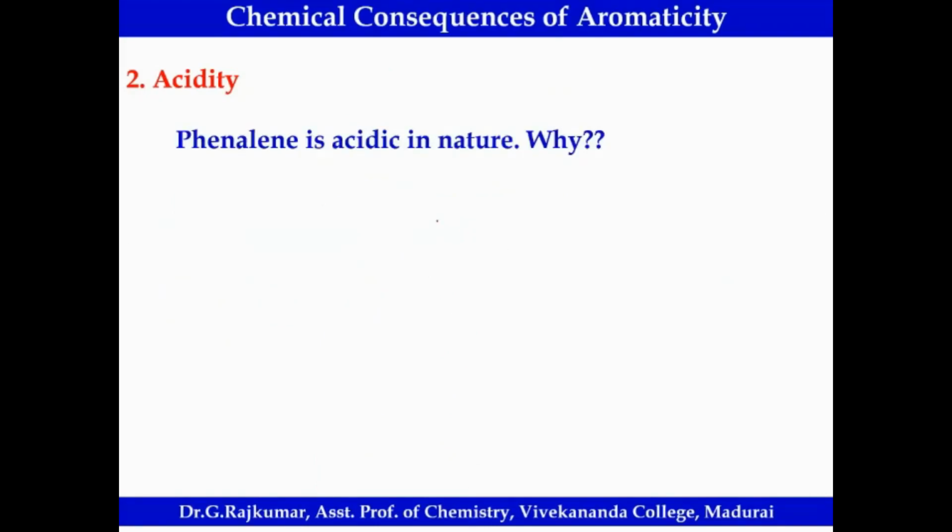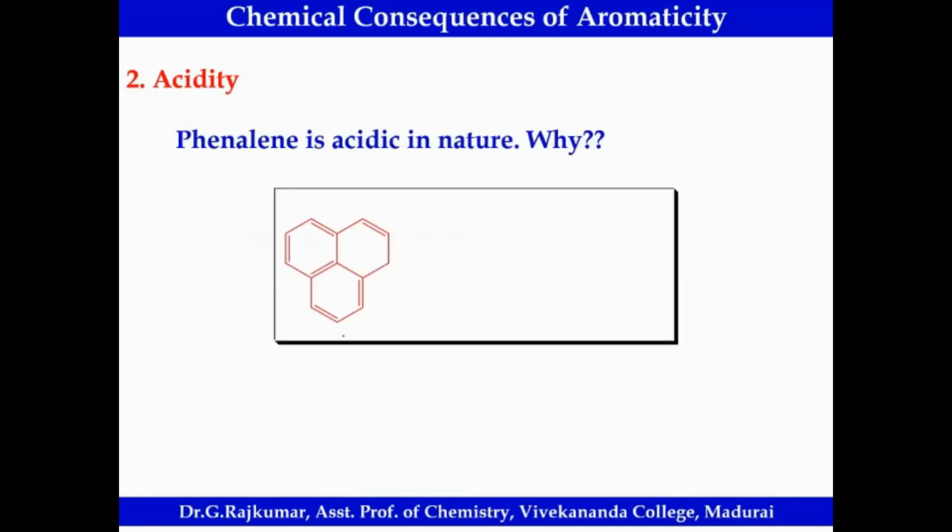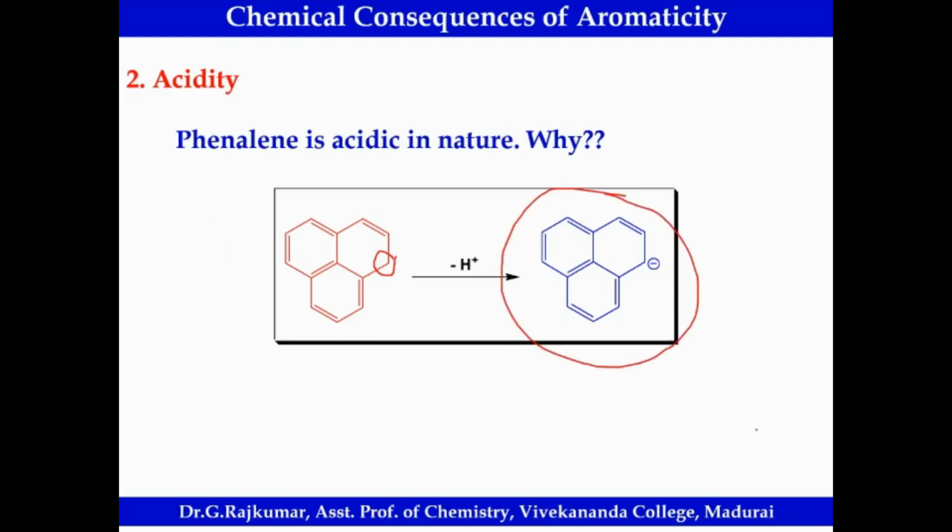So phenylene is acidic in nature. Look at this. So this is the structure of phenylene. Why is this highly acidic? Because look at this. After losing a proton, it becomes carbanion. Then it obeys 4n plus 2. How many pi electrons are there in this? 14. Yeah, 1, 2, 3, 4, 5, 6, 7. Yeah, 14 pi electrons. 4n plus 2 is equal to 14. 4n equal to 14 minus 2, 12. You'll get 3. N value 3.